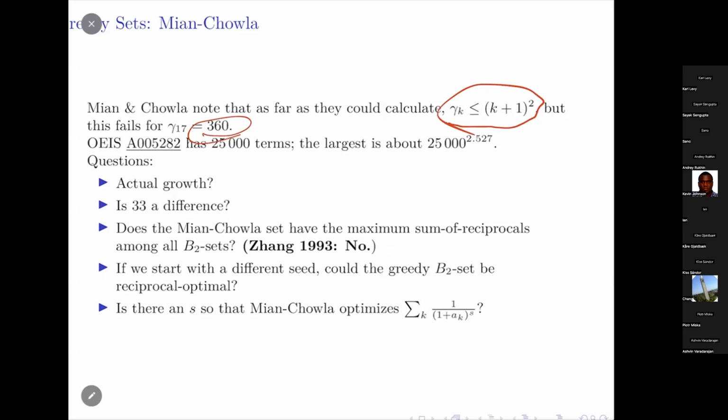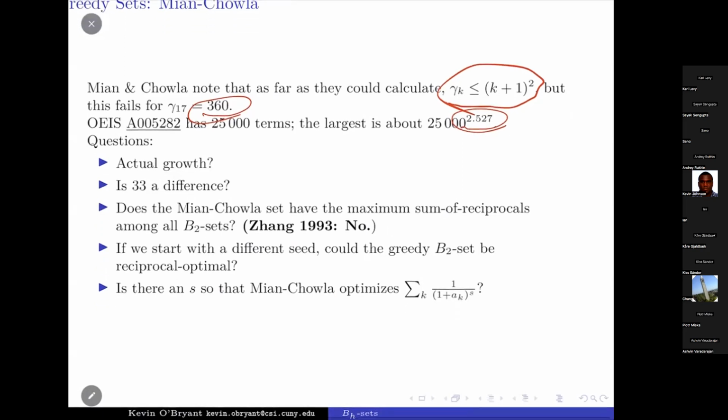Of course, today we've got more terms. The Online Encyclopedia of Integer Sequences has 25,000 terms. And it looks like it's growing like k to some power that's trapped between 2 and 3, but it's increasing. So it starts out a little bit below 2, and it climbs and it climbs, and it gets past 2.5, and it keeps going up. It gets up at least to 2.527.